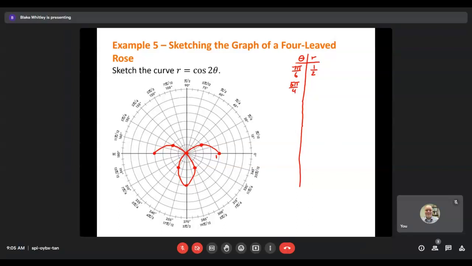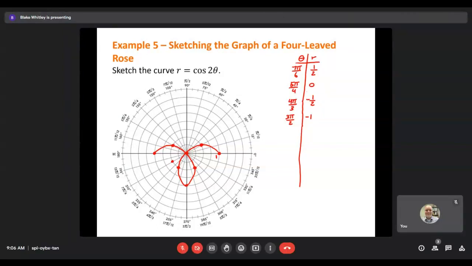5 pi over 4 is 0. 4 pi over 3, negative 1/2. And 3 pi over 2 is negative 1. Okay, so again, I'm going to go ahead and get these in there, and then we'll do our final quadrant. Okay, so 7 pi over 6, 1/2 should be right here.